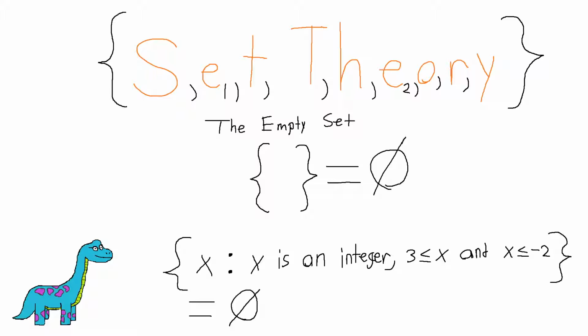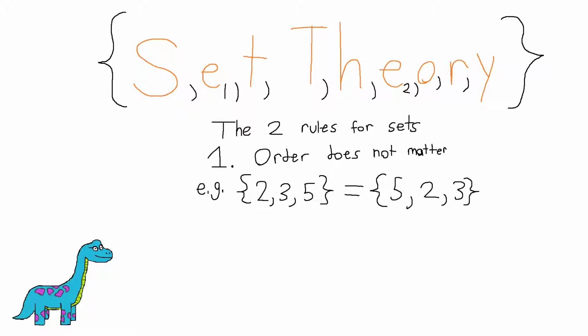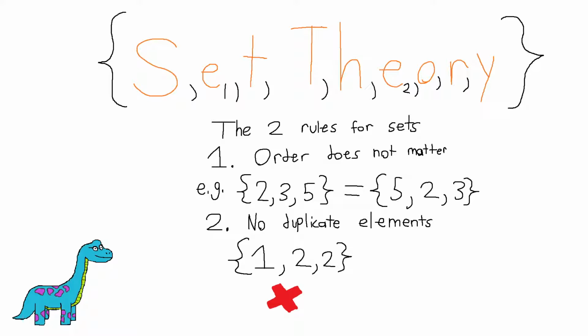There are also two rules for how we represent sets. The first is that the order by which we write the elements of a set does not matter. For example, the set 2, 3, 5 is exactly the same as the set 5, 2, 3. The second rule is that we don't write sets with duplicate elements. For example, instead of writing out the set 1, 2, 2, we would write out the set 1, 2.